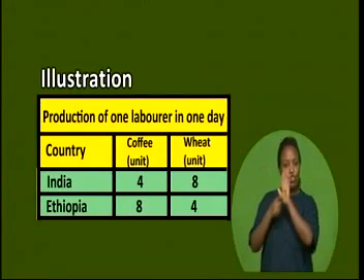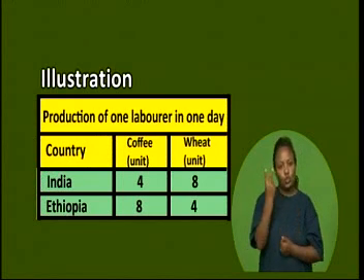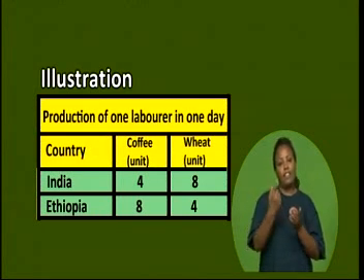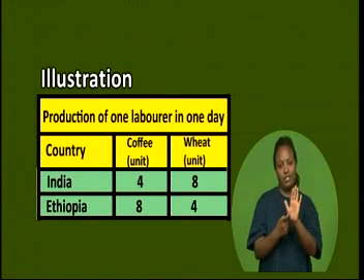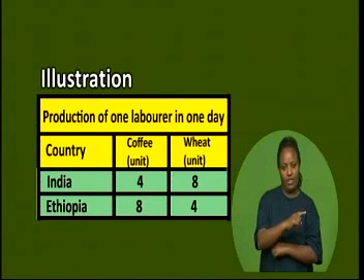Students, let me give you an illustration to elaborate the concept of the theory of absolute cost difference or theory of absolute advantage using a hypothetical example of two countries and two commodities. The table shows two countries, Ethiopia and India, producing two commodities, coffee and wheat. The figures in the table indicate the productivity of one laborer in one day.